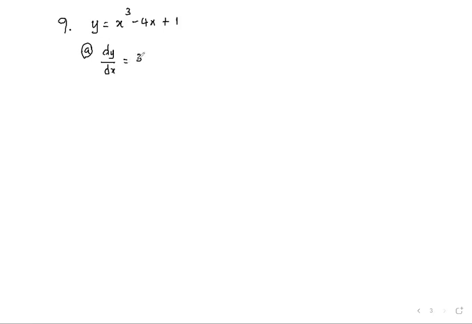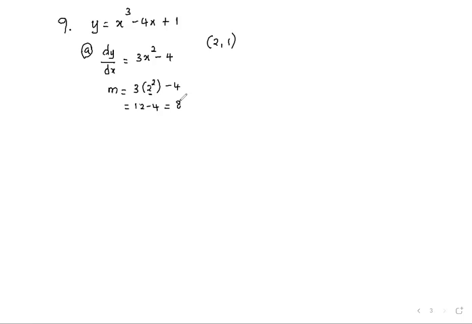So we get 3x squared minus 4. After that, we get the value. So we are doing everything at the point (2,1). So now in dy/dx, we call it m when we substitute the point: 3 times 2 squared minus 4. That is 4 times 3, 12 minus 4, which is equal to 8. So this 8 is the gradient of the tangent line.